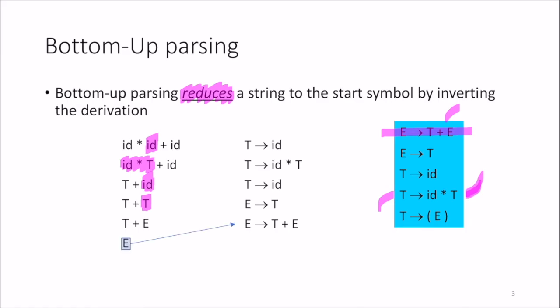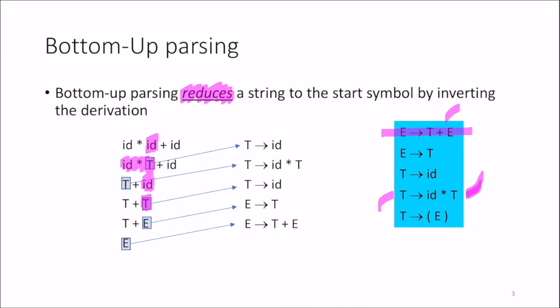The first E that we replaced was using the E goes to T plus E rule. That gave us the T plus E. Now the next application we did was E goes to T, then we took that T and replaced it with an id, then we took that one T and replaced it with id times T, and finally the last step to get to the input string is to replace that T with an id.